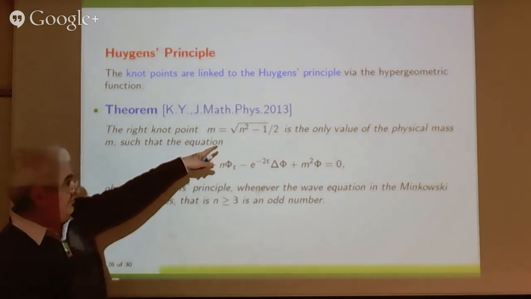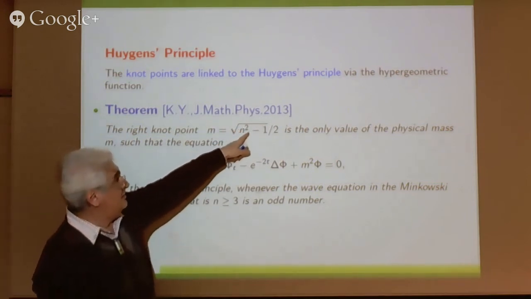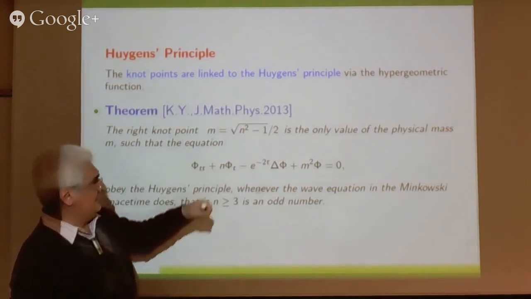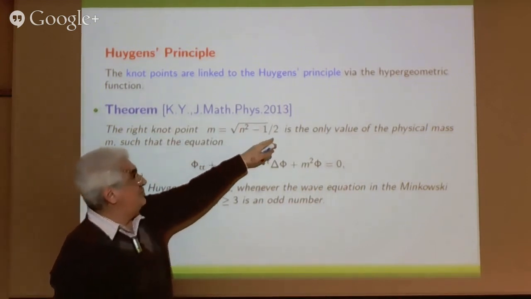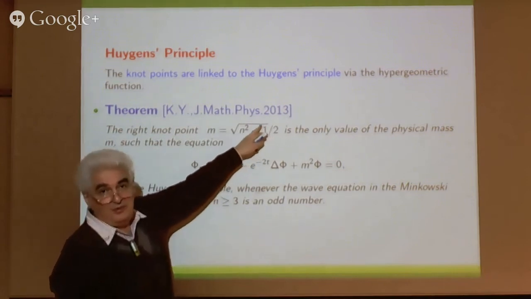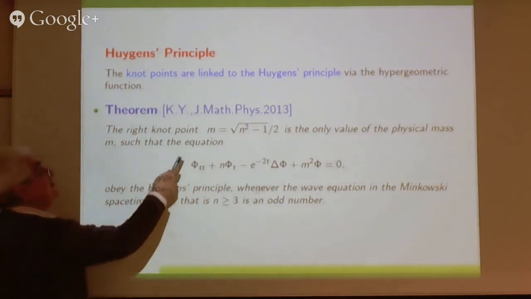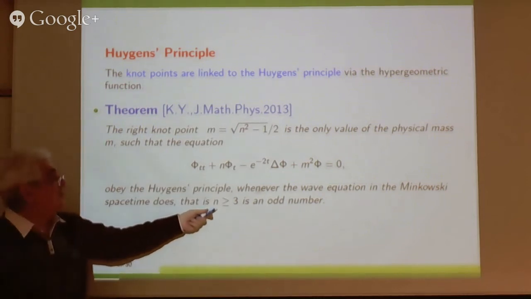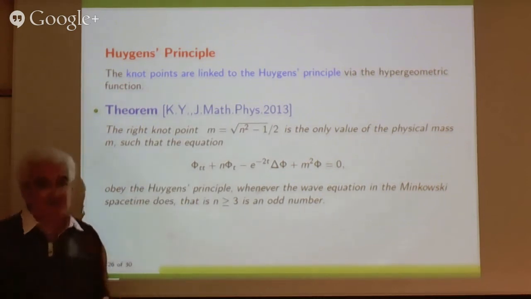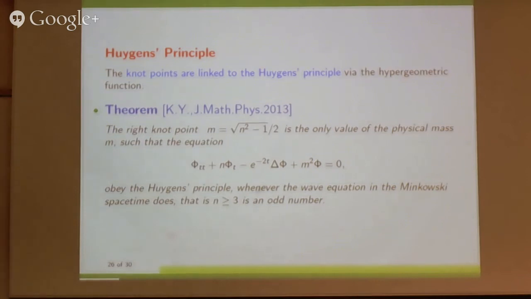If we put here n is 3, we get 9 minus 1, which is 8, and then we will get exactly the Higuchi bound. Only if mass is equal to the Higuchi bound, and if dimension is an odd number greater than 3, then this equation satisfies Huygens' principle. That is about Huygens' principle.